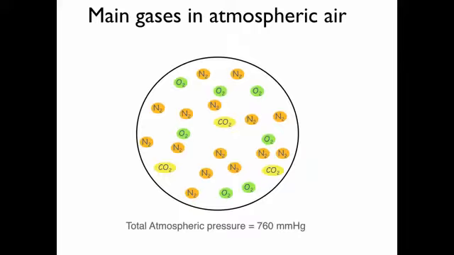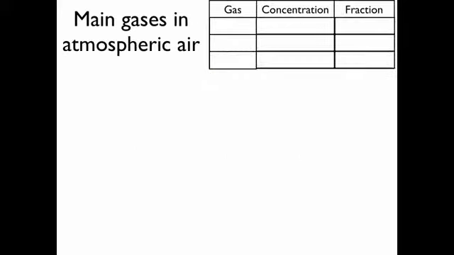That's the total pressure. But we're going to find out the partial pressures due to each presence of a single gas. So what's the PO2, the pressure due to oxygen? What's the PN2, the pressure due to nitrogen? And what's the PCO2, the pressure due to carbon dioxide? So again, we have 3 gases in atmospheric air. We have nitrogen, oxygen, and carbon dioxide.